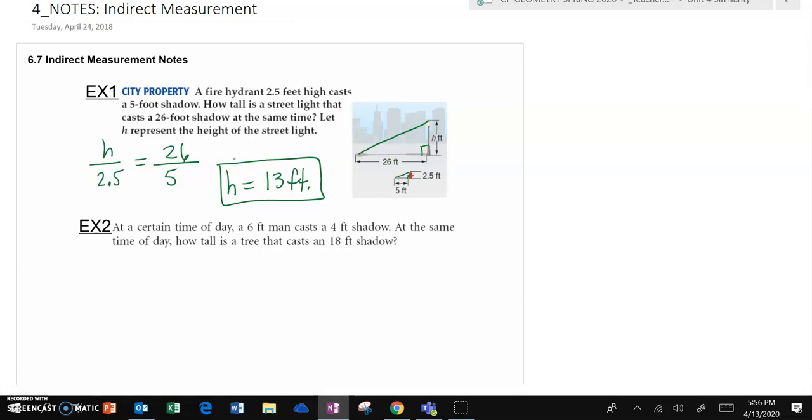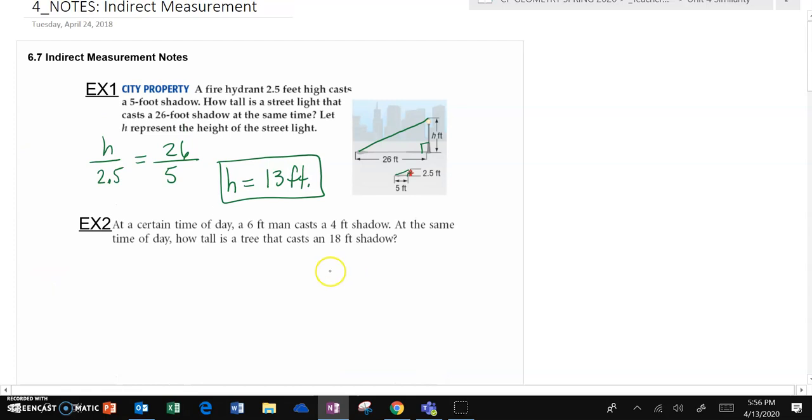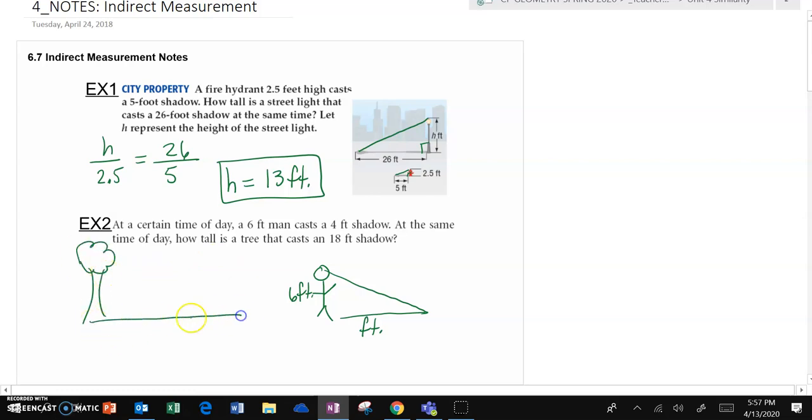All right, so at a certain time of day, a 6-foot man casts a 4-foot shadow. Okay, so go down a little bit. All right, so let's draw our 6-foot man. All right, and there's the shadow. So the shadow is 4 feet, he's 6 feet. At the same time of day, how tall is a tree that casts an 18-foot shadow? So draw a little tree. There's the tree shadow. We want to know the height of the tree, or how tall is the tree.